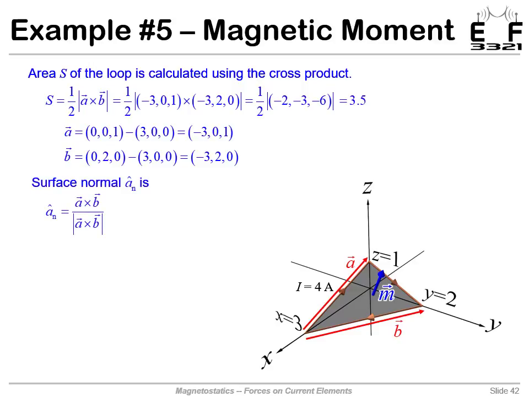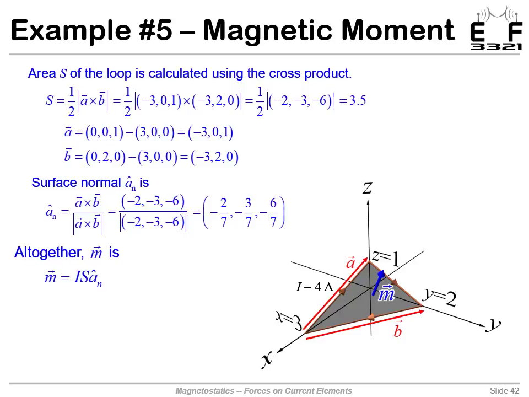The surface normal, how do we get that? Well, we have these vectors A and B, and the vector perpendicular to that triangle is in the same direction as the cross product of A and B, because A and B lie in the plane of that triangle. So the cross product is in the direction perpendicular to the loop, but we need a unit vector, so we have to divide by the magnitude of that cross product. We can go ahead and throw in our numbers, and we have an answer for that normal vector.